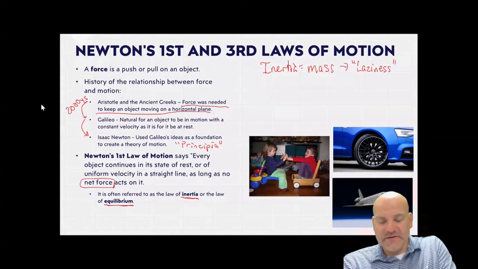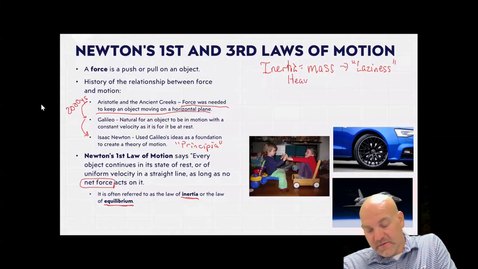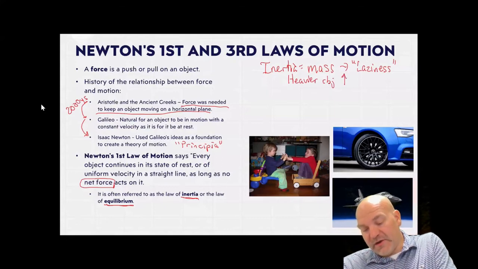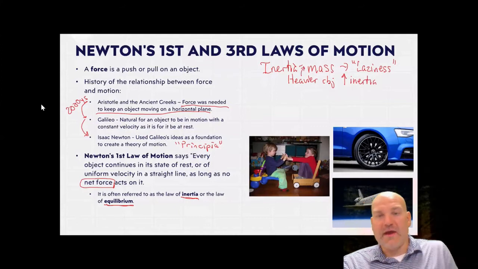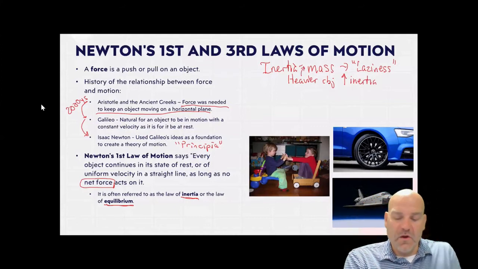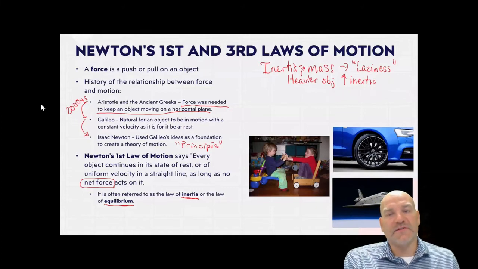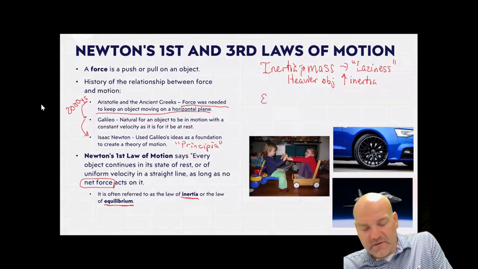So heavier objects have greater inertia, right? Why? Because they have more mass. Okay, so it's going to be harder to get those objects to move or change their motion because they're larger objects. Okay, and then the second thing, it's called the law of equilibrium.